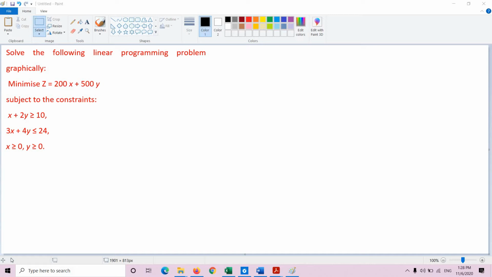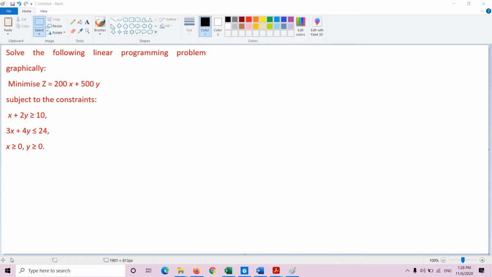Minimize z equal to 200x plus 500y subjected to the constraints x plus 2y greater than or equal to 10 and 3x plus 4y less than or equal to 24 and non-negativity constraints x greater than or equal to 0 and y greater than or equal to 0.